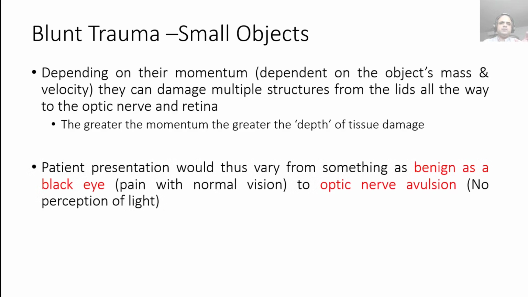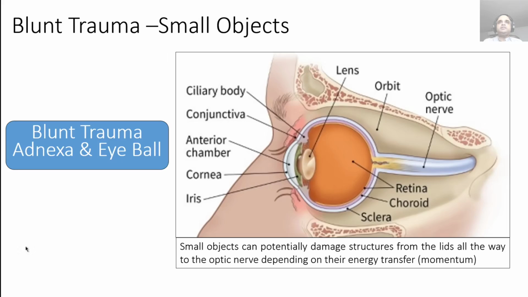So again, as we have talked about before, the damage could be something as benign or innocuous as a bruise, and something as sight-threatening as an optic nerve avulsion. This is just a picture showing you the various structures of the eyeball, and it shows the lid, which is not labeled here. So damage can be anywhere, extending from here, the very anterior structures, all the way back to the optic nerve, depending upon how fast the object is traveling, and also how it hit the eyeball.